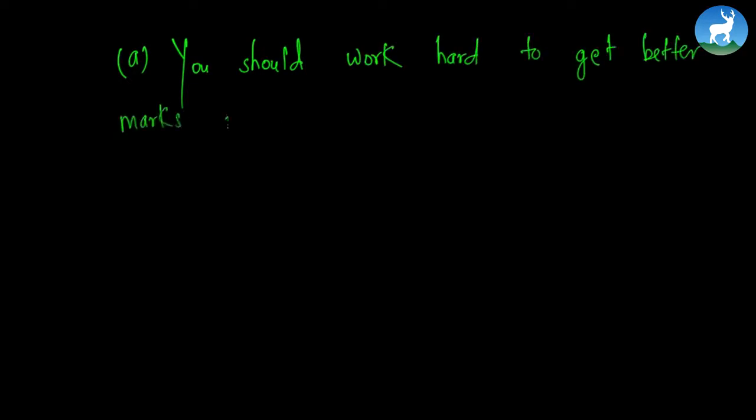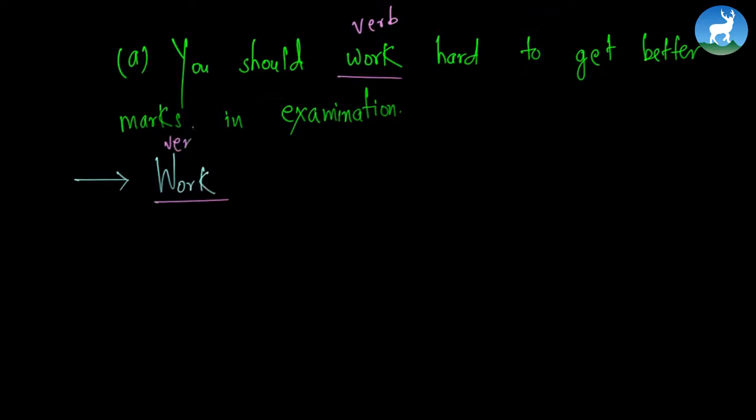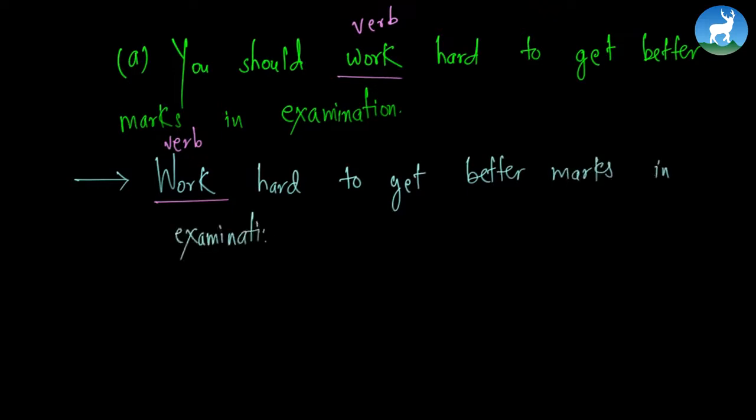First question is, you should work hard to get better marks in examination. So how can you change this sentence into an imperative sentence? Simply put the verb in the beginning. What is the verb of the sentence? Work is the verb. So the verb should come in the beginning. Keep the verb here and the rest follows. Work hard to get better marks in examination.